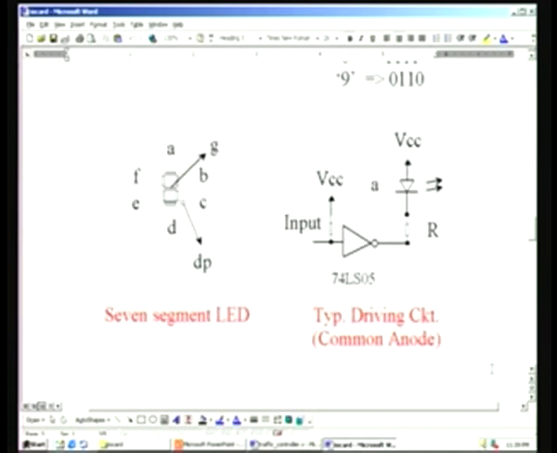Now coming to this, a 7 segment LED is shown here, and the segments are A, B, C, D, E, F, and in addition to that, a decimal point is also there, and the center one is G. A typical driving circuit for each of these LEDs, even the discrete LED, is quite simple. You have a 74LS05, and its input is once again connected from the IO pins that we have already seen.